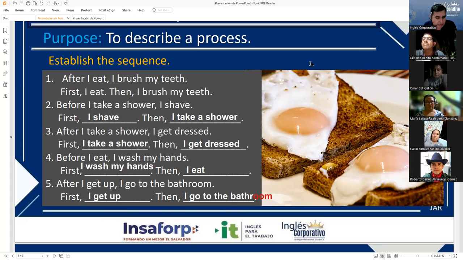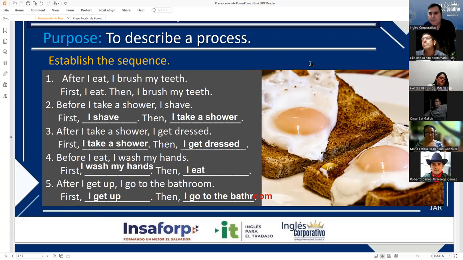Another example of sequence. I go to bed, I fall asleep. What is first? I go to bed. Exactly. First, I go to bed. Then, I fall asleep, right? Okay, excellent.